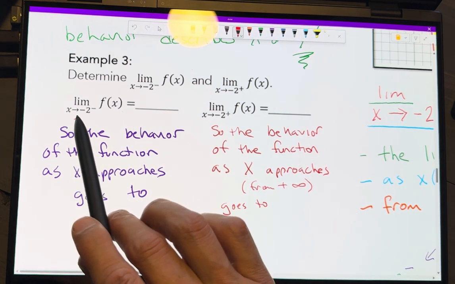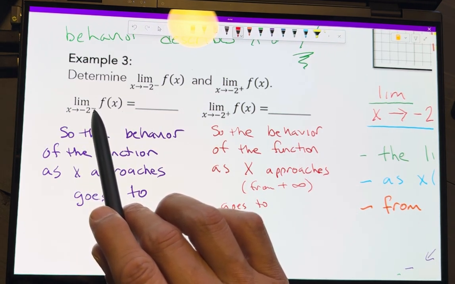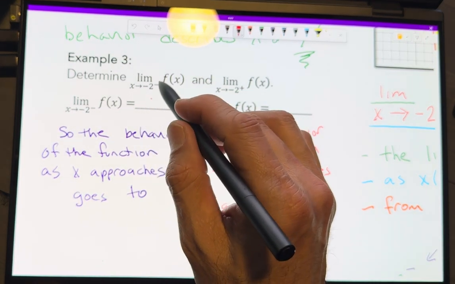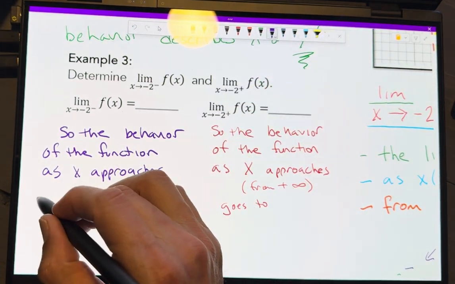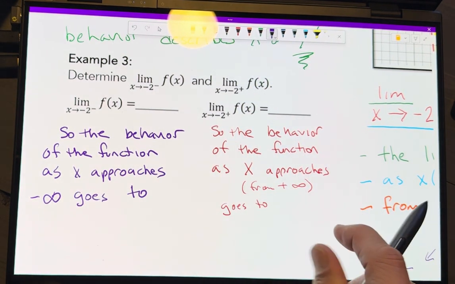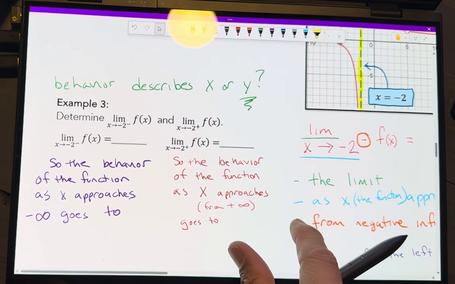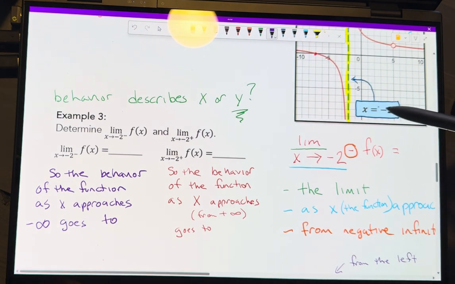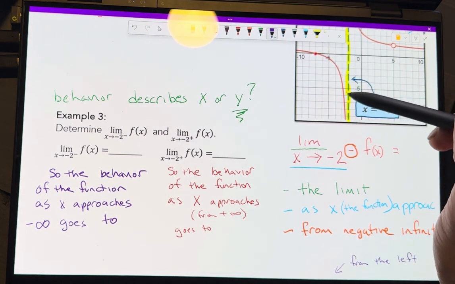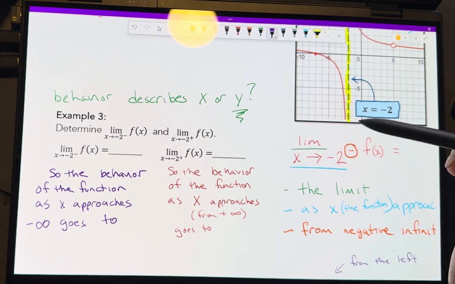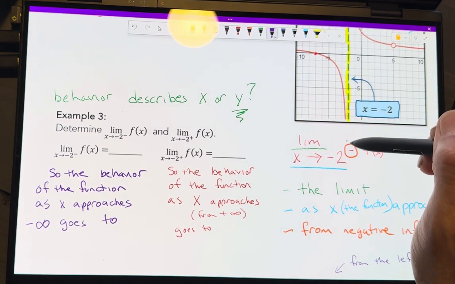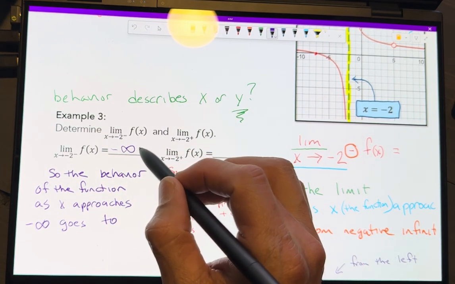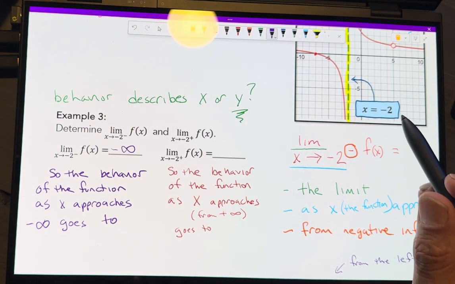The limit as x approaches -2 from the left, or from -infinity, of the function is negative infinity. And you can see that here. As x is coming from negative infinity and it starts to approach this asymptote at -2, the y's keep getting more negative. So in behavior, it approaches negative infinity.